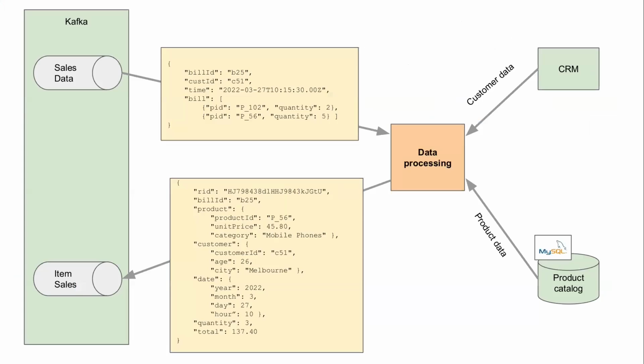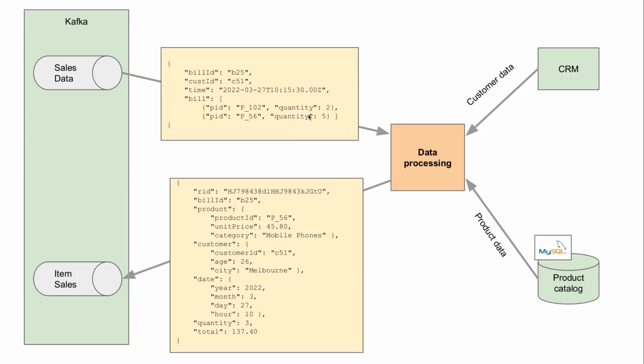So if we go into details about what we are going to do here, the sales bill that we receive from shopping outlets will look something like this. It has the bill ID, customer ID, and the timestamp. And then we have the list of items that the customer has purchased. And for each item, we have the product ID and the quantity. So this is what we get.